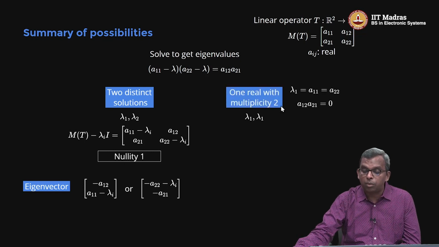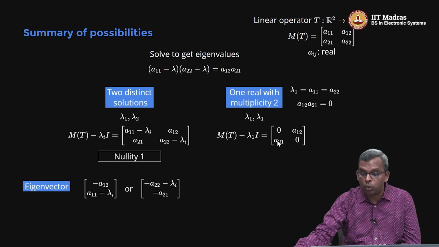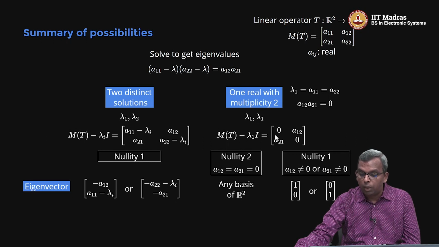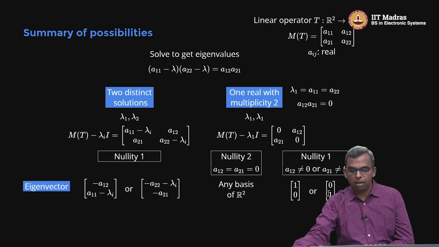Or you may have one real root with multiplicity 2, in which case that real root has to be equal to both the diagonal elements, and the off-diagonal elements should multiply to give 0. Then M of T minus lambda 1 I will have 0 here, and a12 here, a21 here. One of these is 0, but both may be 0. If both are 0, then nullity is 2, and any basis of R2 becomes the eigenvectors; all non-zero vectors of R2 are eigenvectors. In case nullity is 1, a12 is not equal to 0 or a21 is not equal to 0. So, you may only get [1 0] or [0 1] as the eigenvector.